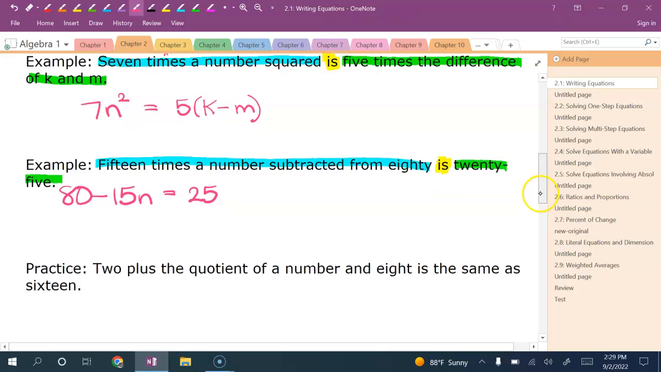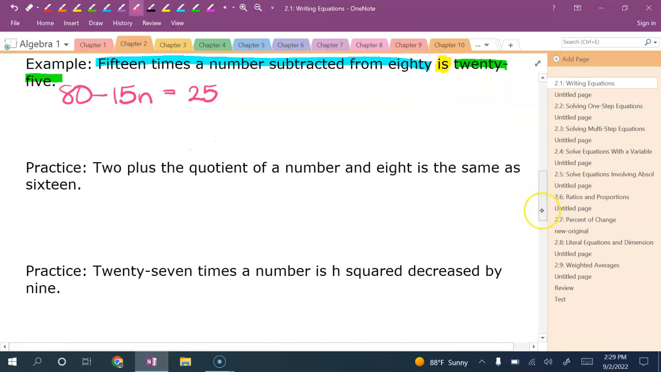So I want you guys to take a few minutes and do these practice problems. So pause the video, do the 2 practice problems you see here, and then come back and watch to see what the answer should have been.